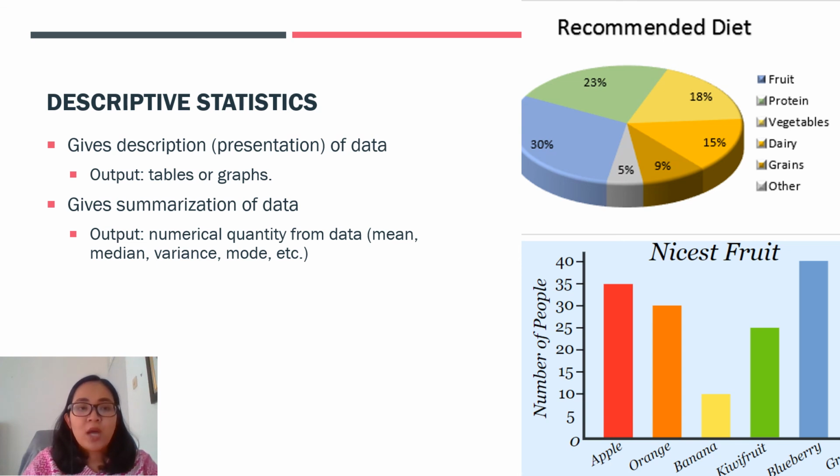So the first one, descriptive statistics, does basically two things. It either gives us the description or presents the data. Usually we use tables or graphs. And secondly, it can give a summarization of the data.